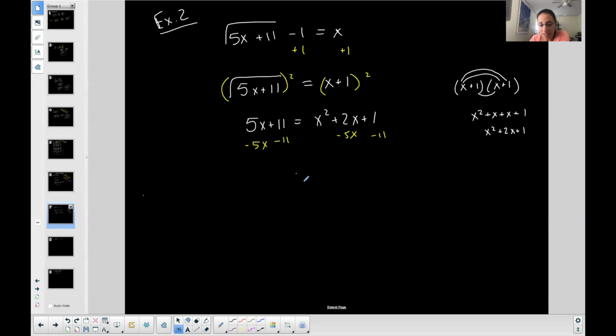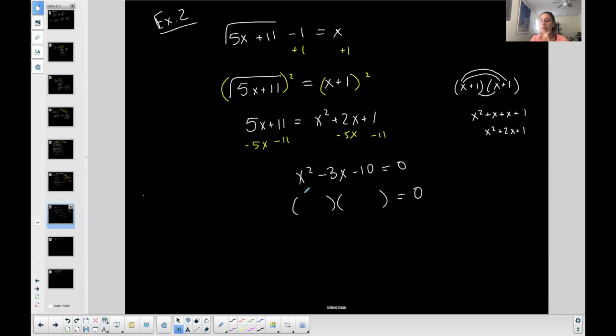So let me show you. I'm going to get an x squared plus a 2x minus 5x minus 3x plus a 1 minus 11 minus 10. And that's 0 equal to that. So equals 0. Whenever you have a quadratic equation, you want to set it equal to 0 because you're looking for that zero product property to happen, which means you have to factor it. And if it can't be factored, then you have to go into the quadratic formula.